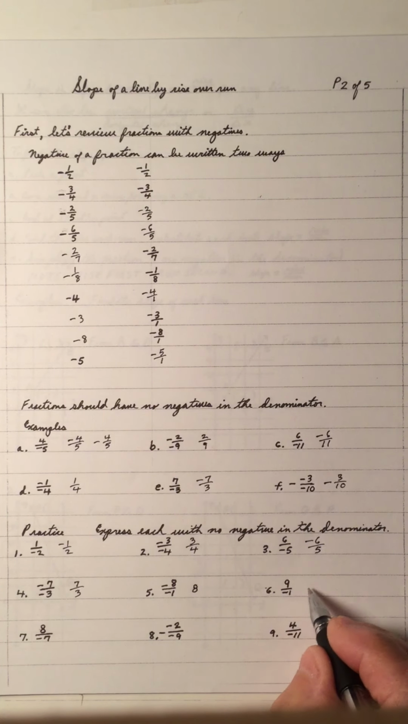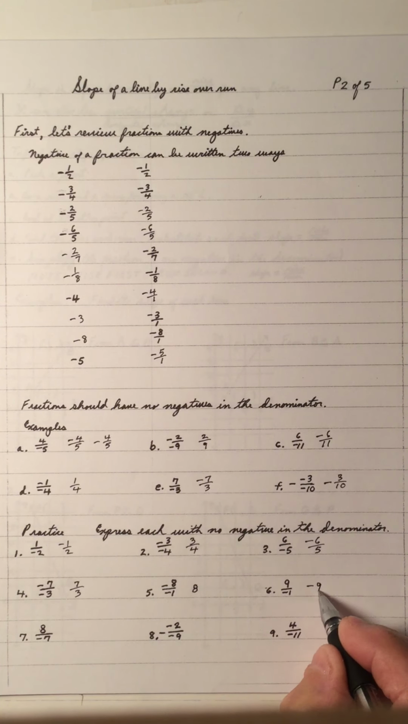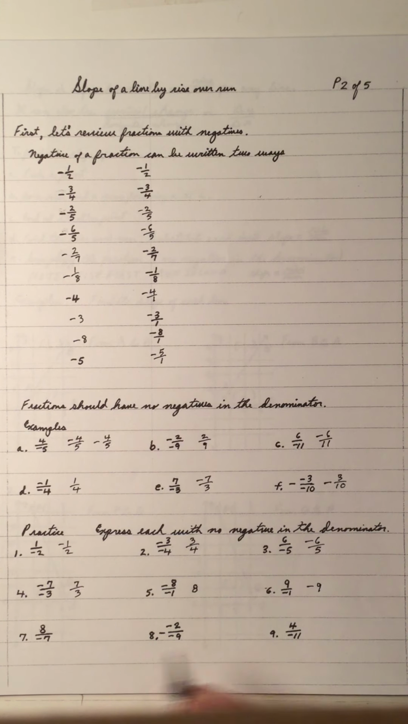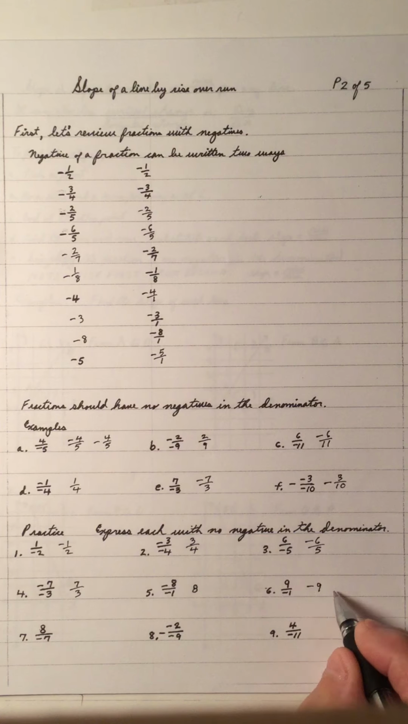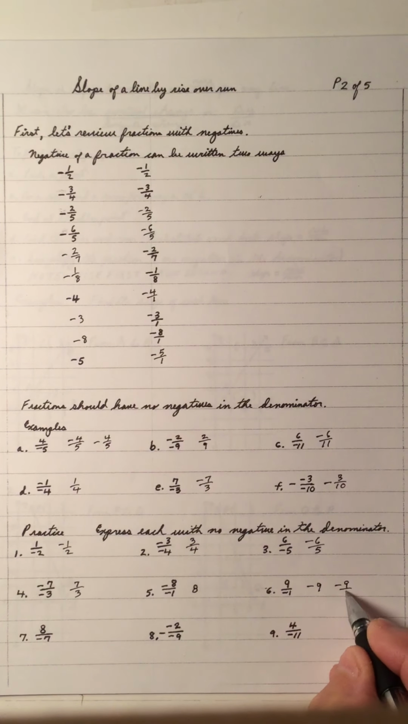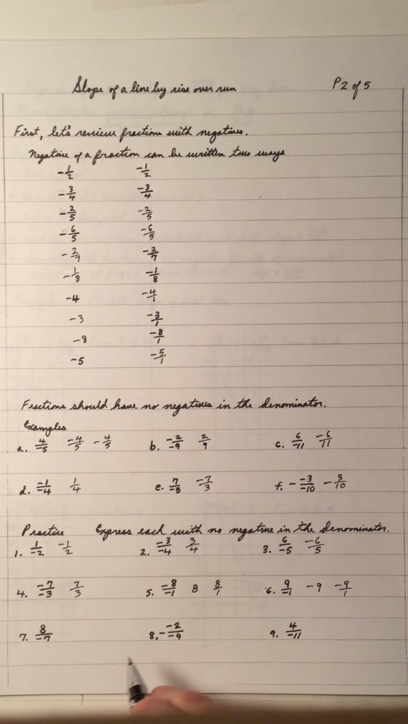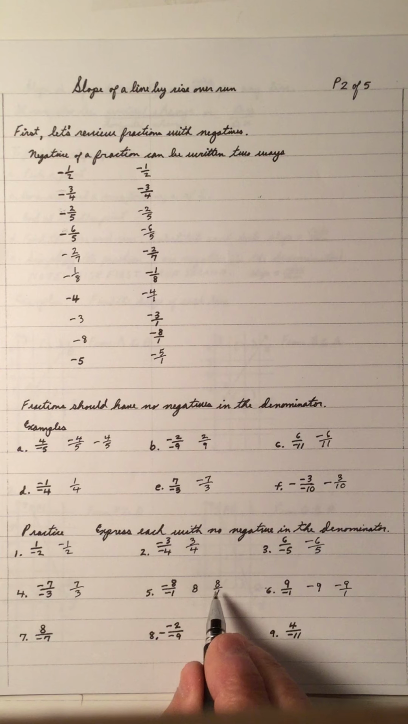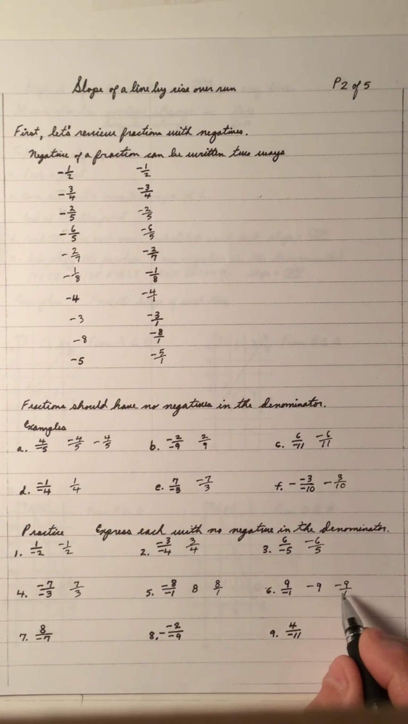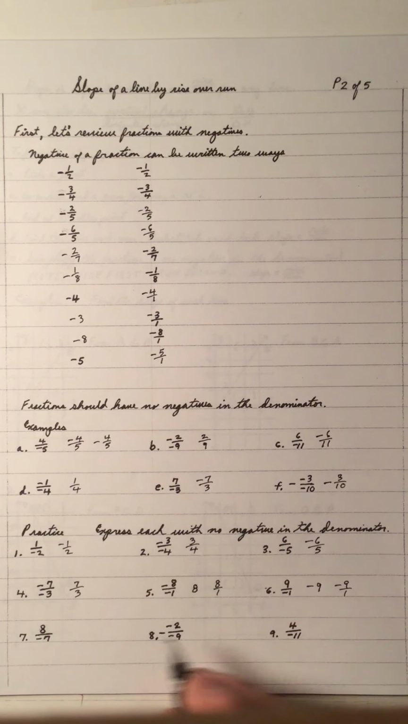And 9 divided by negative 1 is just negative 9. Or if we want a fraction for it, then we could go negative 9 over 1. Or here, 8 over 1. If we want a fraction, because alone it's just 8, it is 8 over 1. And negative 9 is negative 9 over 1.